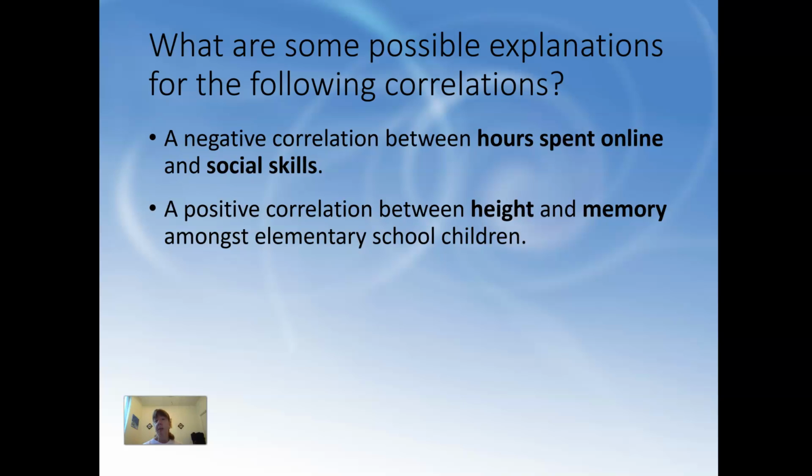A much more plausible explanation is that there is a third variable, and that third variable would be age. Amongst elementary school children, they can range in age from 5 to 11. And of course, as they get older, they're going to be taller. They will also probably have better memories because as kids get older, they tend to do better on a lot of different types of tests, such as memory tests. So the older kids are both taller and have better memories. So it's not that height affects memory or memory affects height. There's some third variable, their age, that is affecting both of them and causing the positive correlation.